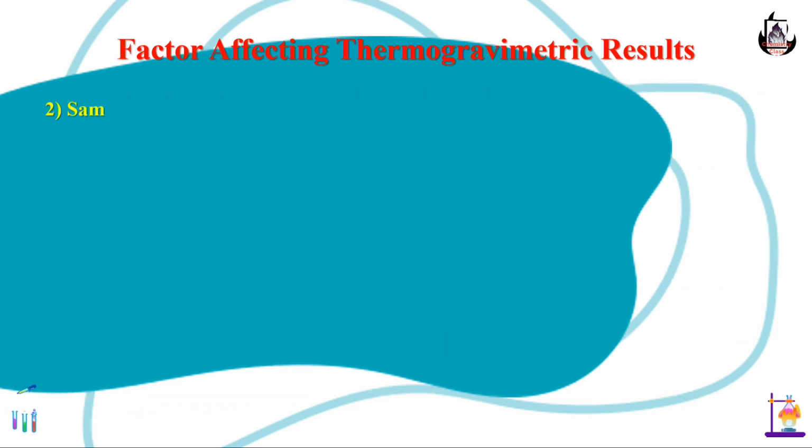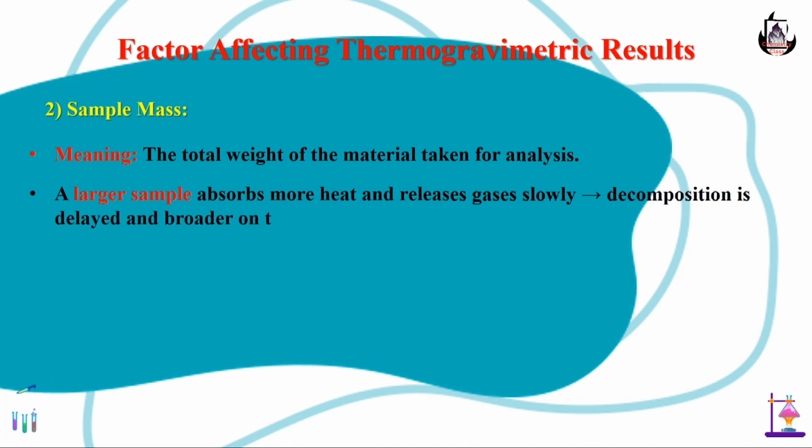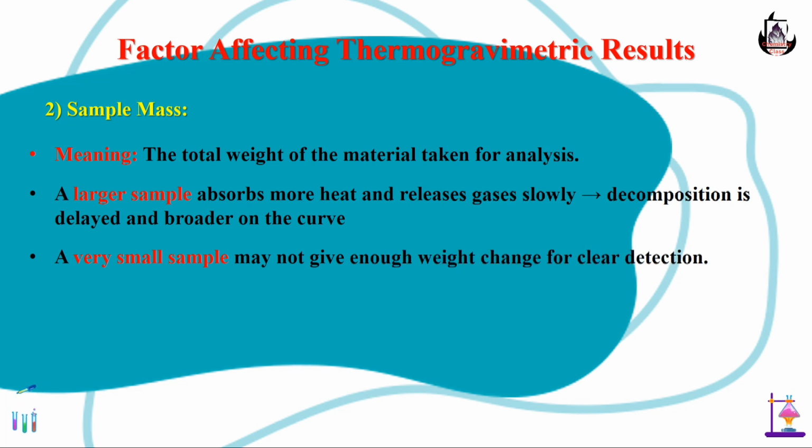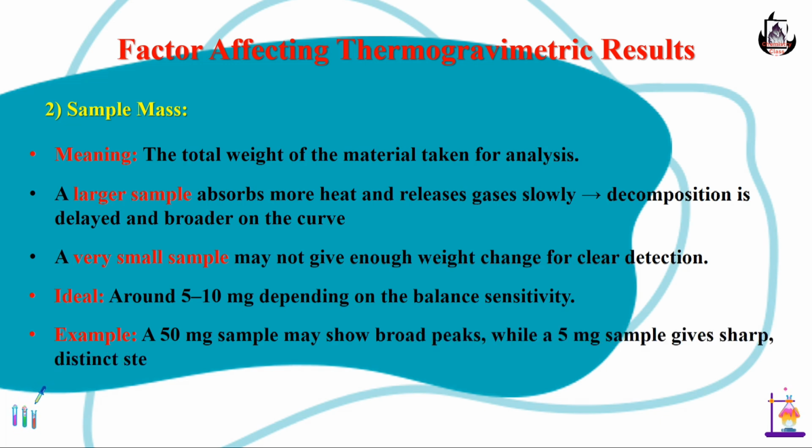The second factor is sample mass, the total weight of the material taken for analysis. A larger sample absorbs more heat and releases gas slowly, so decomposition is delayed and broader on the curve. Also, a very small sample may not give enough weight change for clear detection. So, the ideal sample range is around 5 to 10 milligrams, depending on the balance sensitivity. For example, a 50 milligram sample shows a broad peak, while a 5 milligram sample gives sharp peaks.